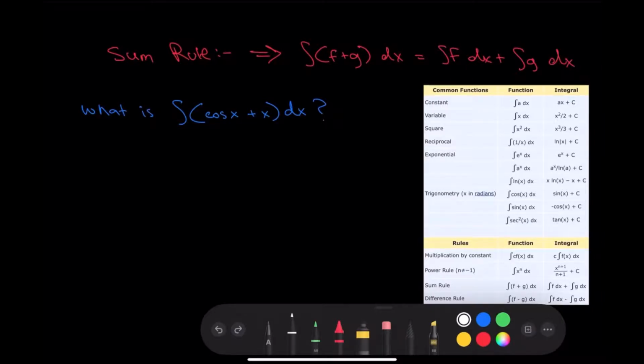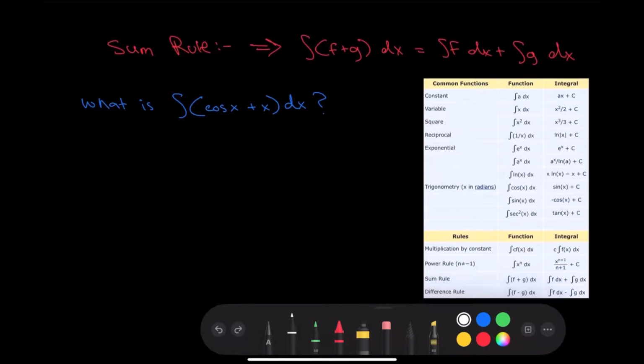Now we're going to see how to solve when you have a sum rule. So we know that the sum rule is integral of f plus g equals integral of f plus integral of g. So our question is, what is integral of cos of x plus x? To do this, we're going to use the sum rule. Let's just write this down first. So we have integral of cosine x plus x dx.